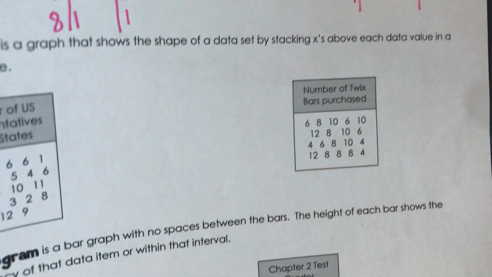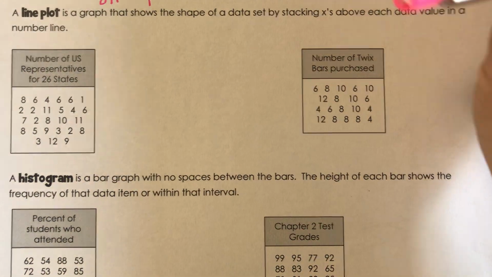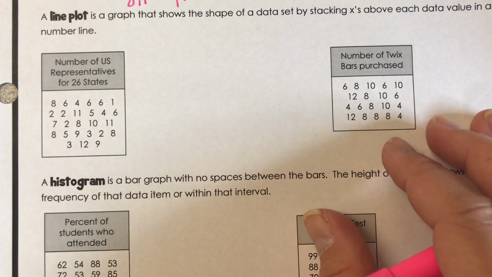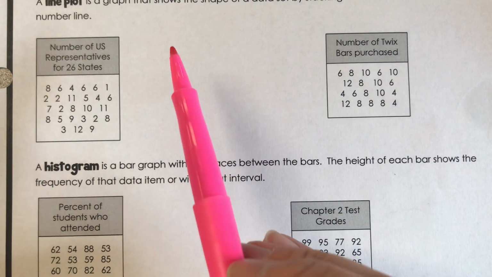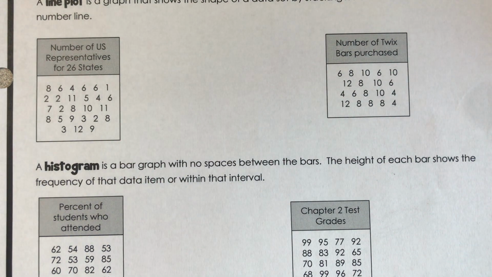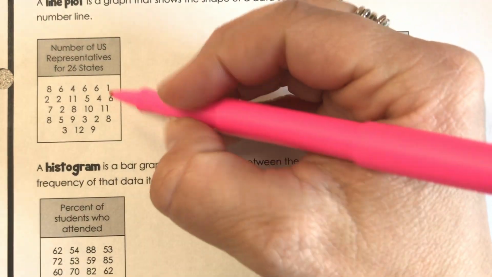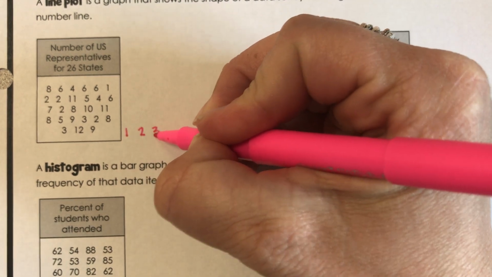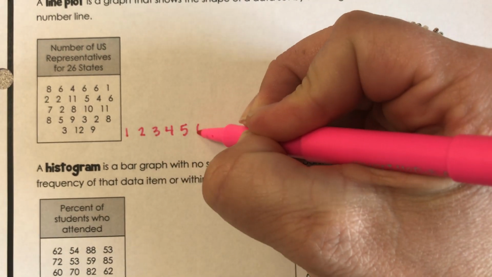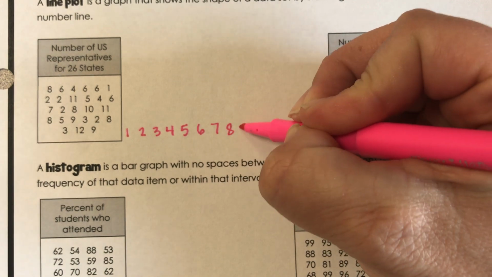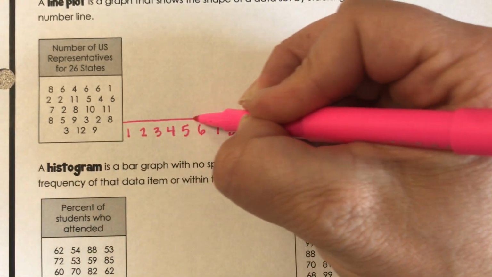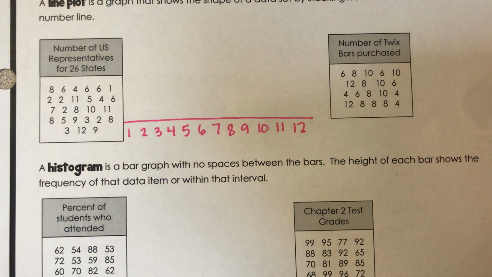The next thing we're going to do are line plots, which are really similar, but instead of doing tallies, we're going to do X's. So here I have the data for the number of U.S. representatives for 26 of the states. So I go from 1 to 12. I do a line on top, and then I stack my X's.